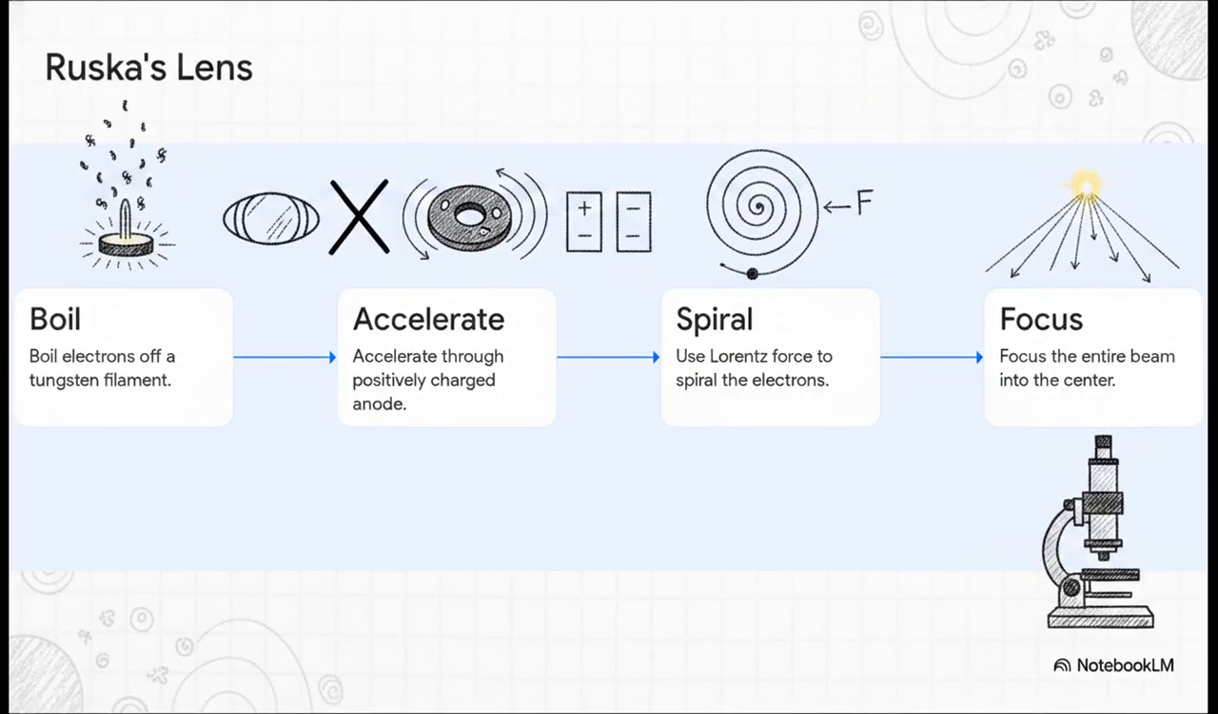But there's a catch. You can't exactly focus electrons with regular glass. So, in 1931, Ernst Ruska engineered a wild solution. He boiled electrons off a tungsten filament, accelerated them, and then ran them through a donut-shaped electromagnet. By using something called the Lorentz force, the magnetic field pushes the electrons into a spiral, which gracefully steers the entire beam into a perfectly focused center. This ingenious invention birthed the very first transmission electron microscope, or TEM, and it was a total game changer, quickly surpassing regular optical microscopes to let scientists see things like viruses and bacteria for the very first time.